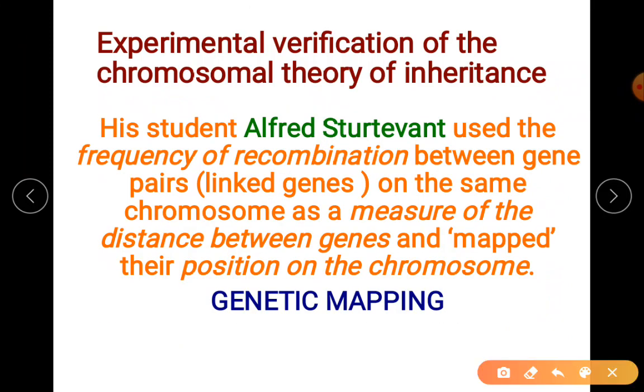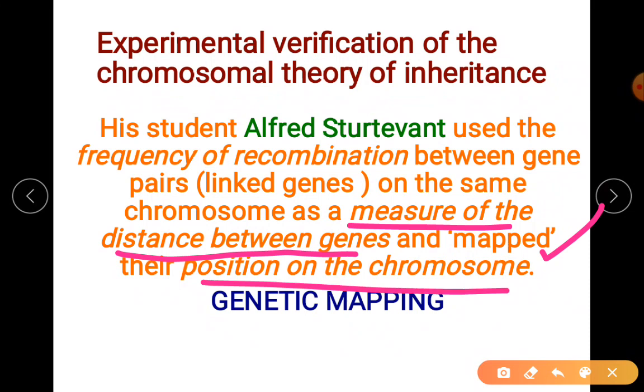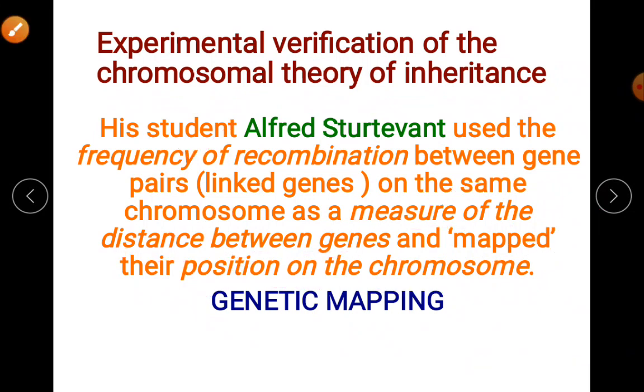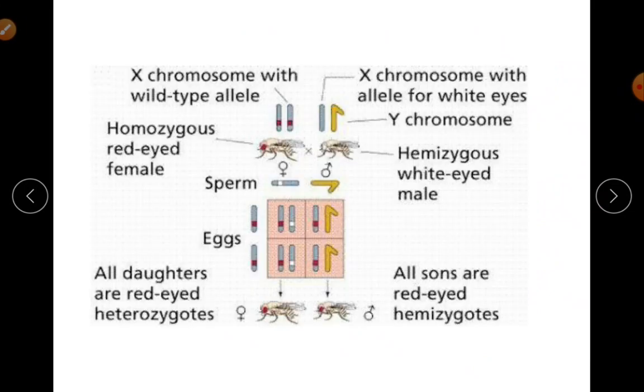So based on that, he could measure the distance between the genes and map the position of the gene on the chromosome. The distance is understood by measuring the frequency, and once the position is fixed, it is mapped. This concept is called genetic mapping, brought forward by Alfred Sturtevant. So I hope it is clear.